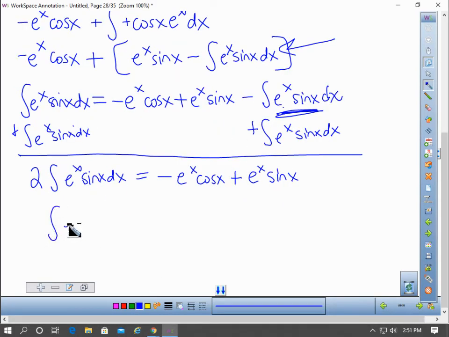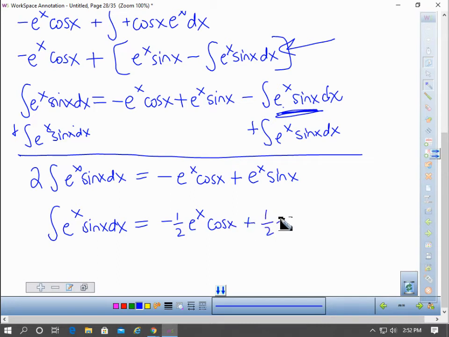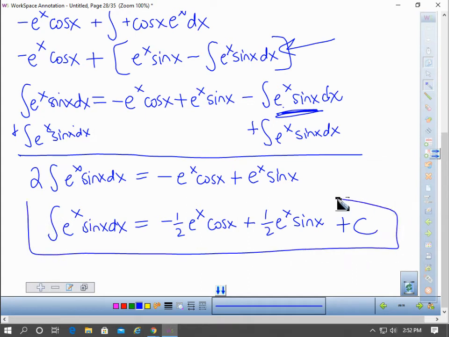So the integral of e to the x sine x dx, if we just divide by 2, it's just negative 1/2 e to the x cosine x plus 1/2 e to the x sine x. You're just dividing by 2 is all you're doing. And that's your answer plus C. All right, so this is our answer. So that's the hardest it gets, all right?